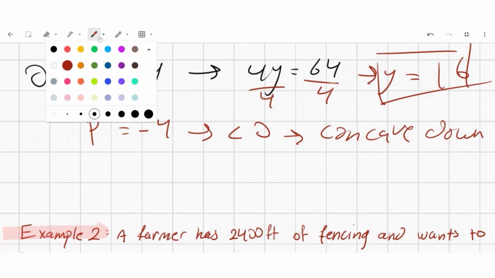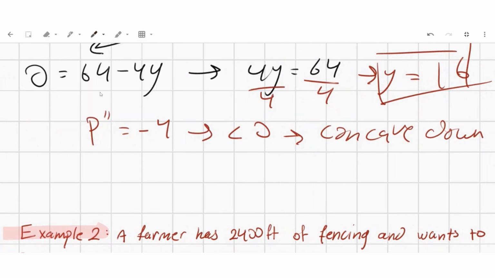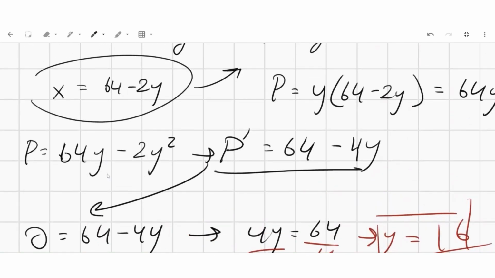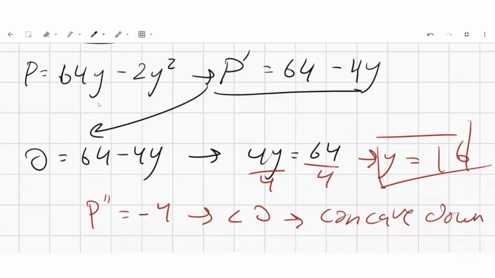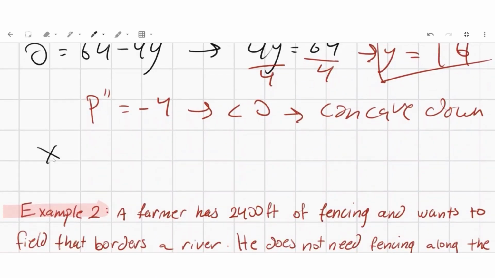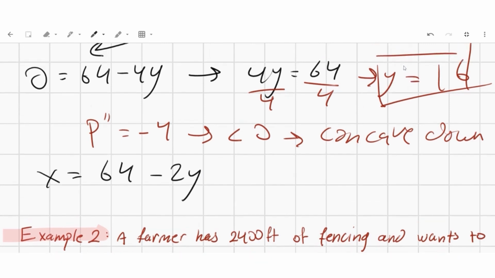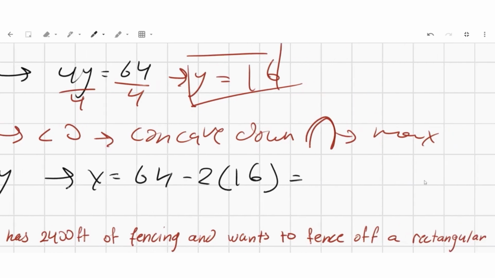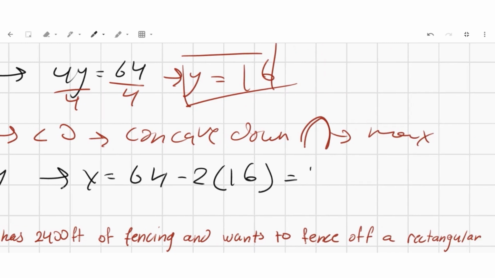After that, what we're going to do is find the value of x now that we're given y. As we previously mentioned, here we have an equation for x, which is x is equal to 64 minus 2y. So let's write that down. X is equal to 64 minus 2y. We're going to substitute the value we got for y, which is 16. So it's going to become x is equal to 64 minus 2 multiplied by 16. Overall, it's going to be equal to 32.